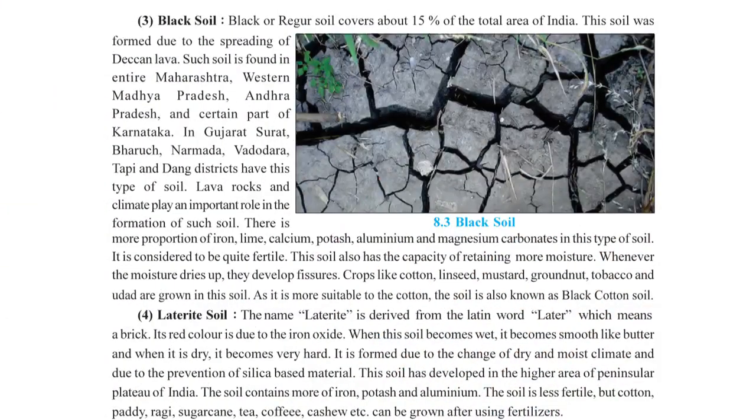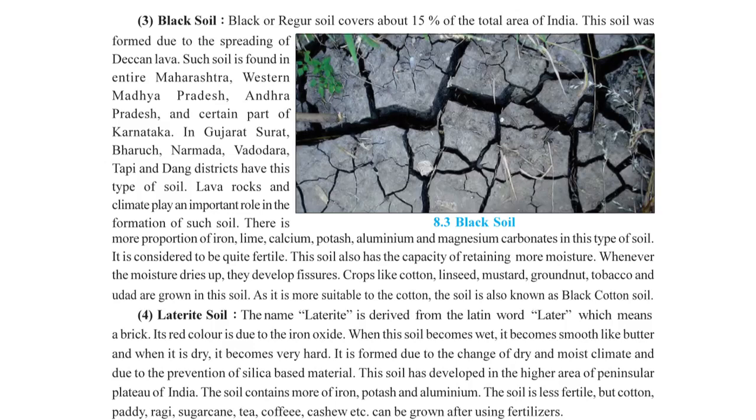Next, we have black soil. You can see the picture. This is how the black soil looks. It is black in color. Secondly, this black soil has moisture in it, and once the moisture dries, such types of cracks, or we can say fissures, are created.